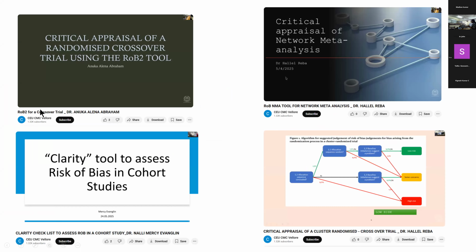If you want further information on how to actually apply this tool, we already have multiple videos on the CEU YouTube website, where we've seen how to apply ROB2 for a crossover trial, for a network meta-analysis, as well as a cluster randomized trial. We've also shown how to use the CLARITY tool for risk of bias in cohort studies.